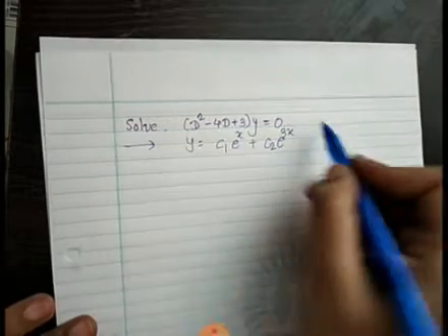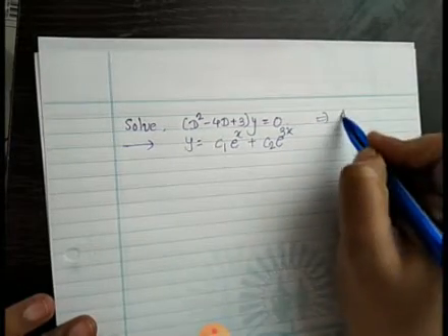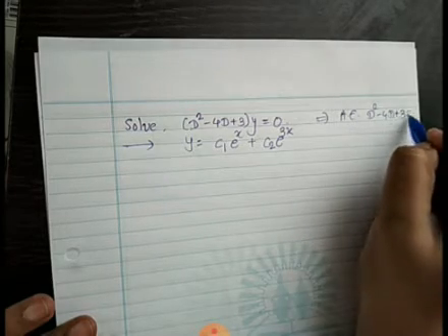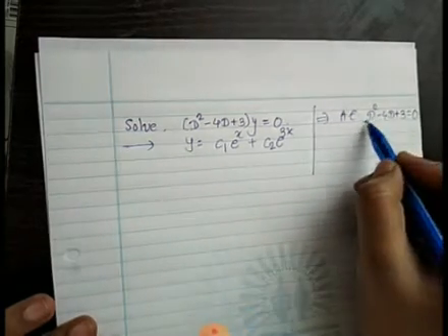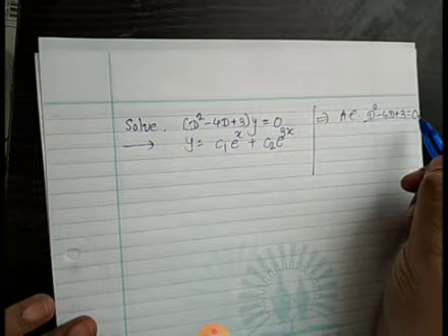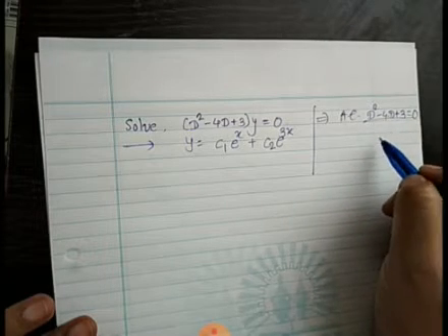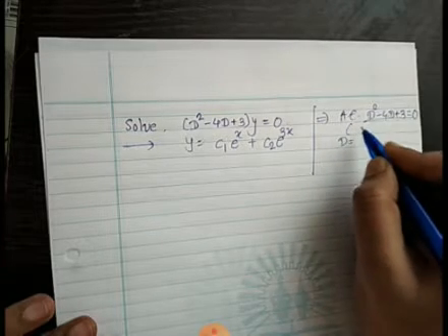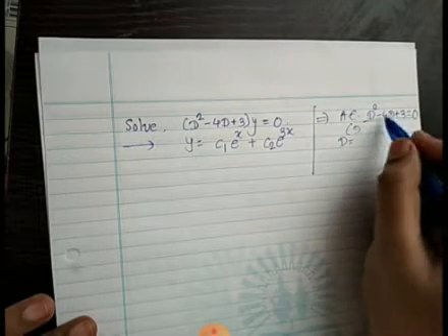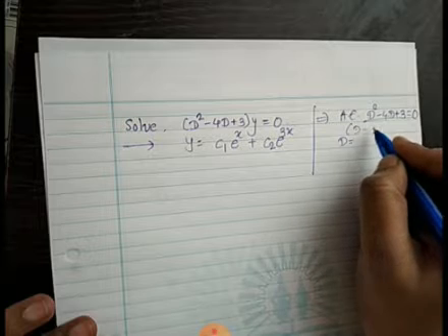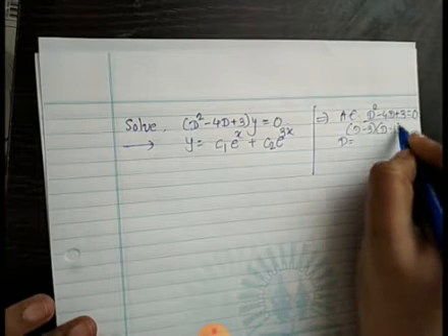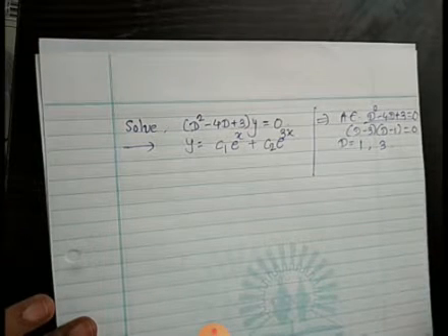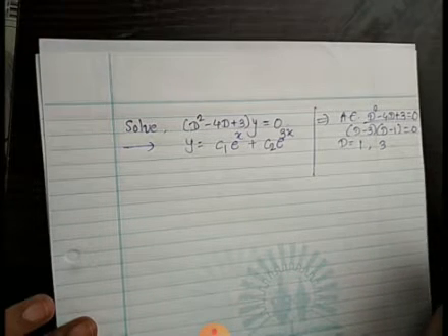The first thing is you have to write its auxiliary equation step by step. That is D² - 4D + 3 = 0. Then get this equation in your calculator and solve for D. Without calculator I can do that. 3 and -4, I can write (D - 3)(D - 1). So D is 1 and 3. You can also check on calculator if you want.